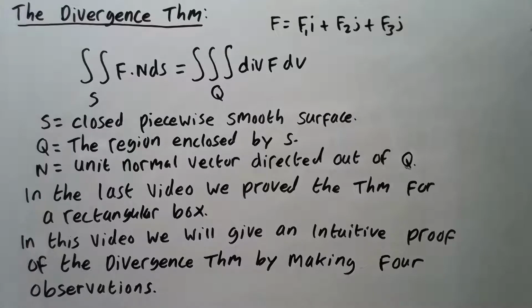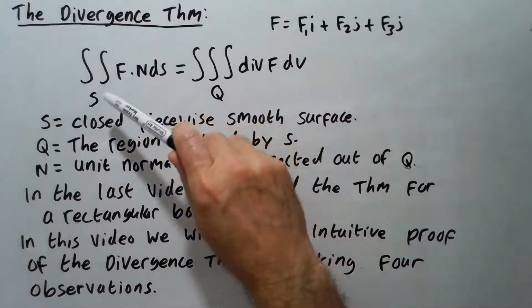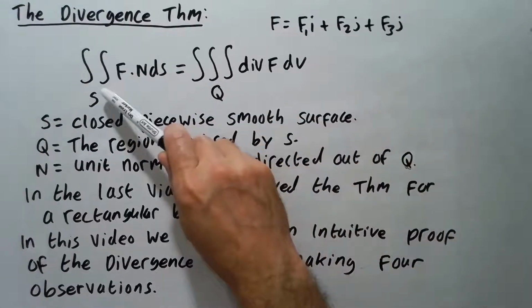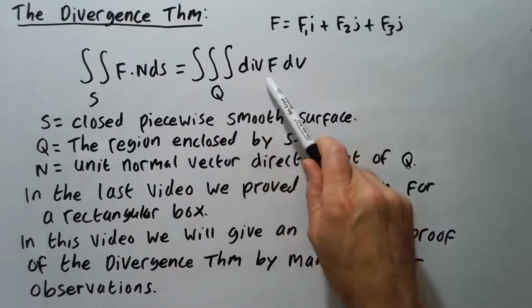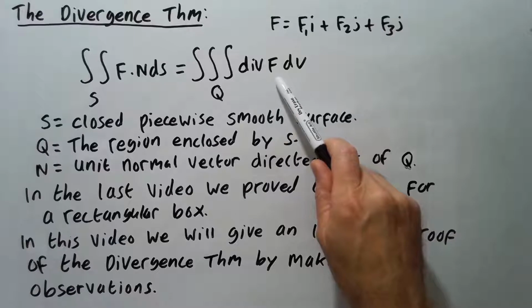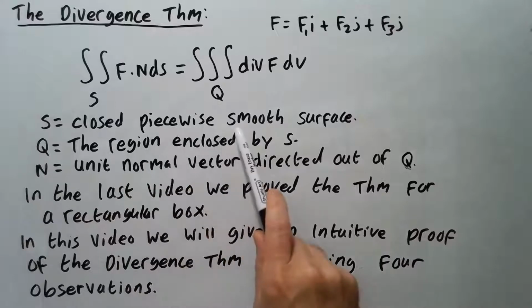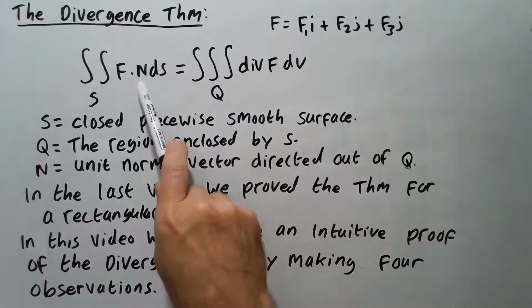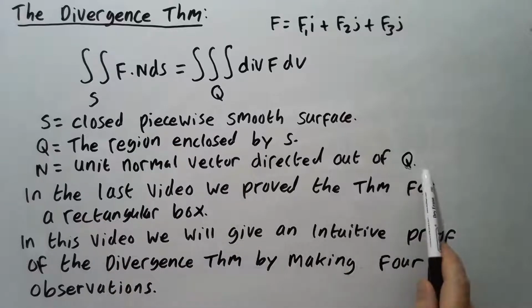Okay, so this is part 3 of the divergence theorem. Let's recall the divergence theorem says that the flux of F, some vector field, through S is equal to the volume integral of the divergence of F over the region enclosed by S. S here is a closed, piecewise smooth surface, Q is the region enclosed by S, and N here is the unit normal vector directed out of Q.